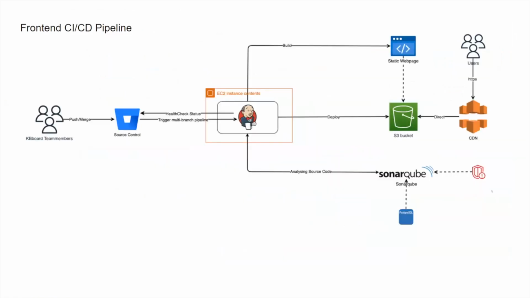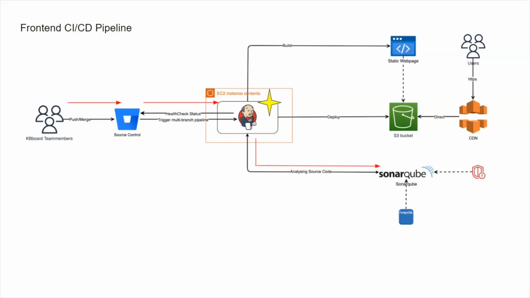Hi, I'm Sherry. I'm here to introduce you to the continuous integration and deployment tools we use for our project. We configured a multi-branch pipeline using Jenkins. Every time developers push their source code into the Bitbucket repository, the pipeline will be triggered automatically.